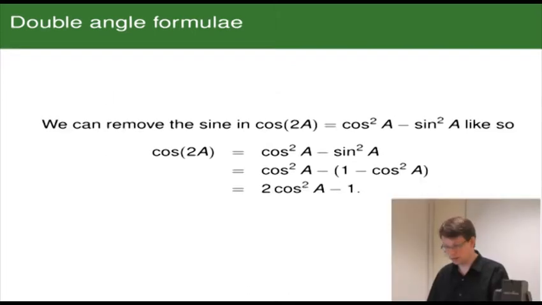Now let's remove the sine in cos 2A equals cos squared A minus sin squared A, like so. So cos 2A is cos squared A minus sin squared A. And then replace the sin squared A with 1 minus cos squared A. Gather together the terms, we end up with 2 cos squared A minus 1.